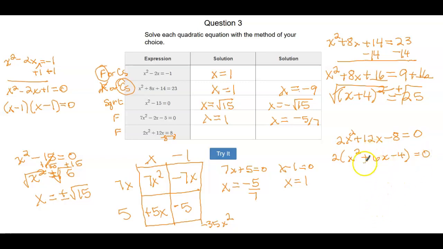And I'm not sure that this one can be factored. So we're just going to leave this one off, because this one would need to be done using the quadratic formula, and we haven't necessarily gone over that one yet. So we're going to leave that one off for now.